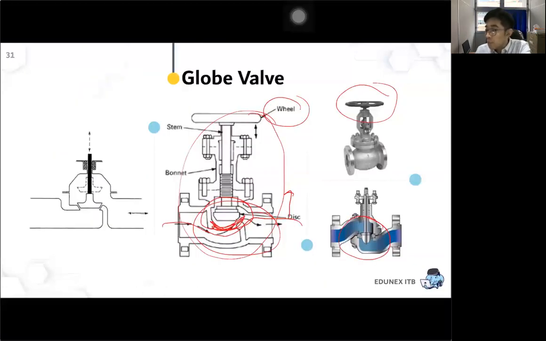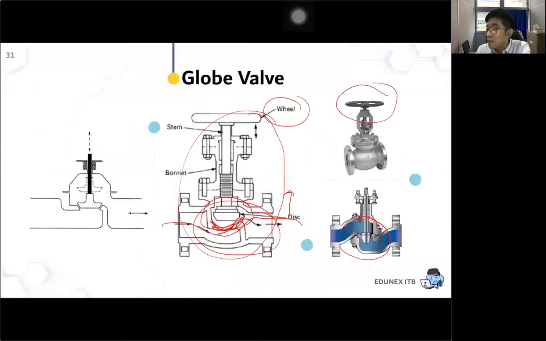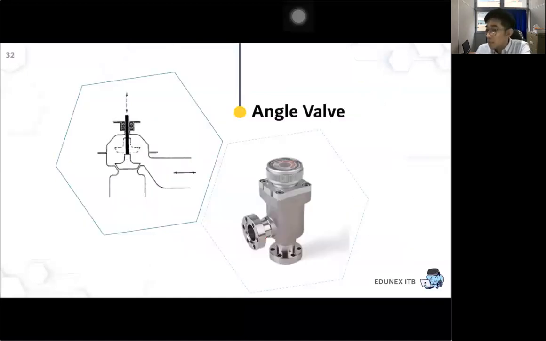Okay, same as the globe valve, but with a slightly different direction, is called the angle valve. The difference between the angle valve and the globe valve is that the globe valve normally doesn't change the direction of the fluid, but in the angle valve, for example like this, the fluid can move from here to here or vice versa. And the opening will be adjusted by the wheel, so it will move up and down like the globe valve.